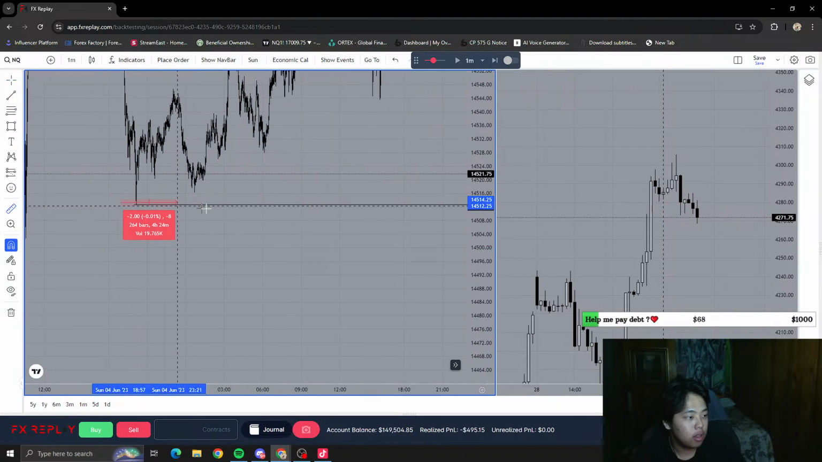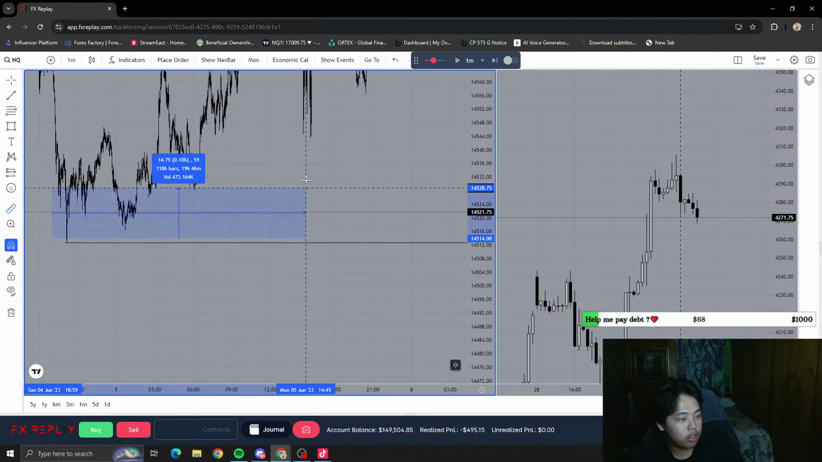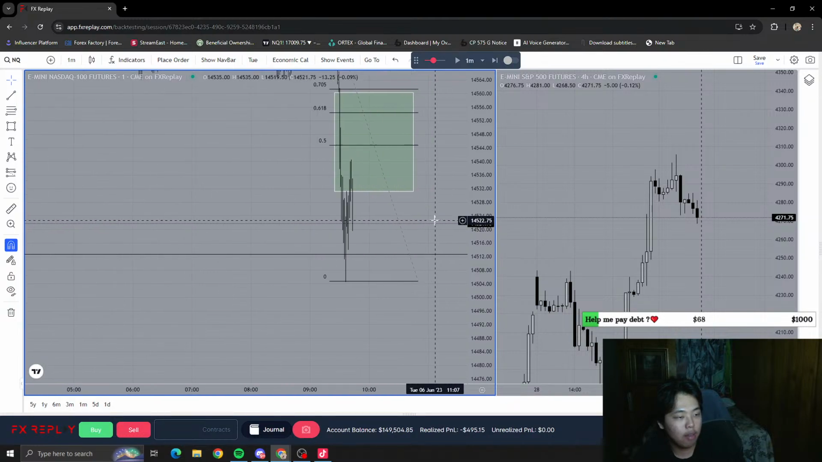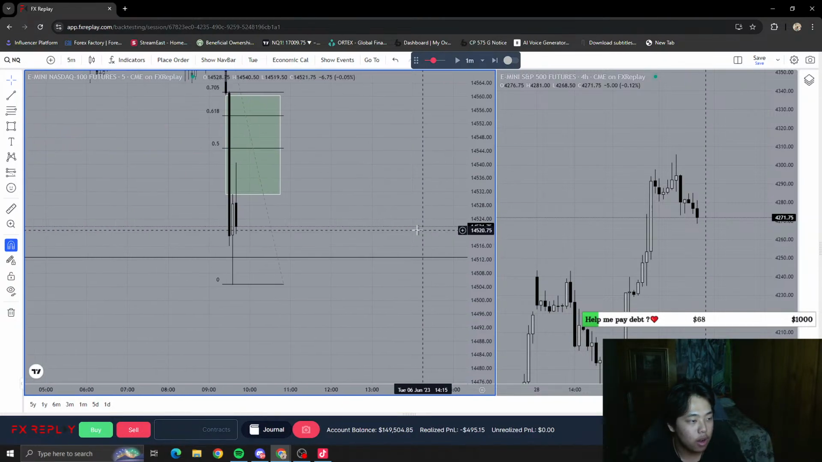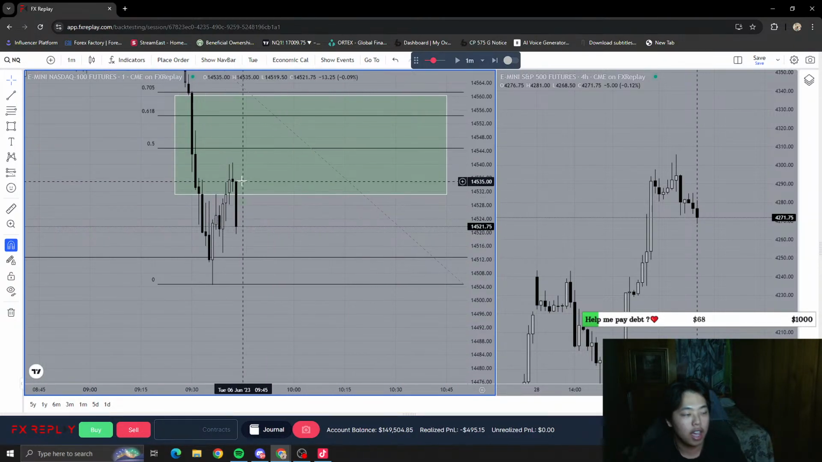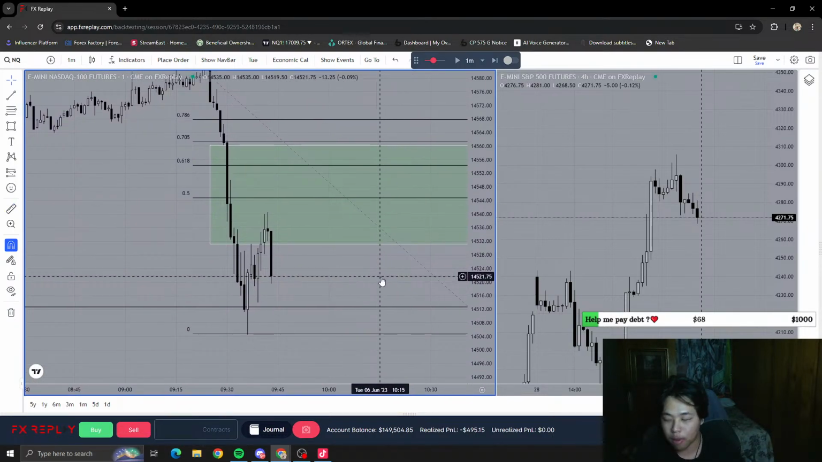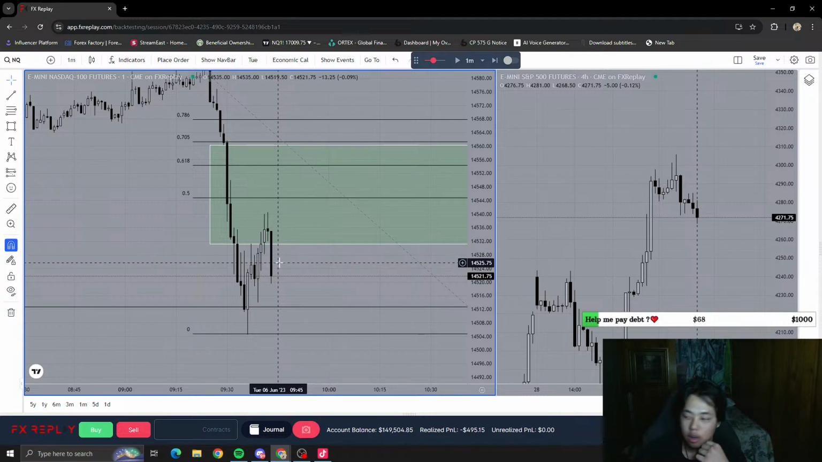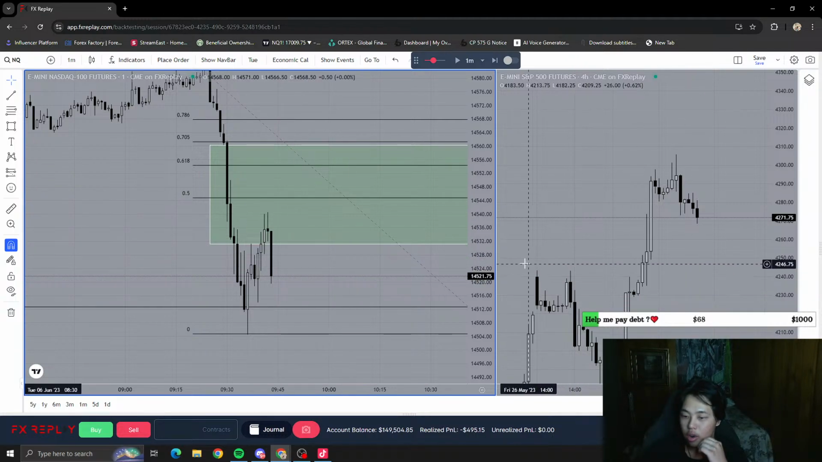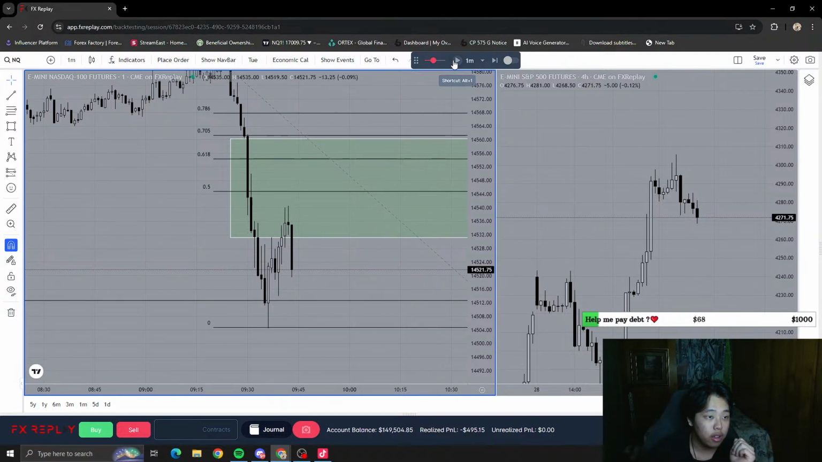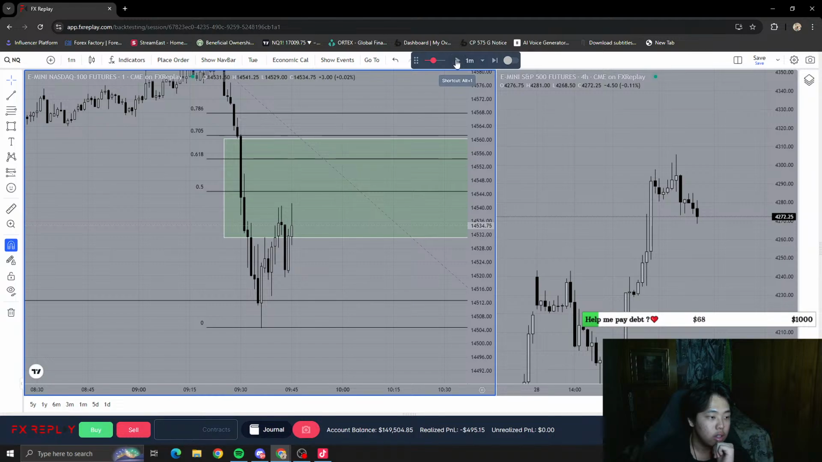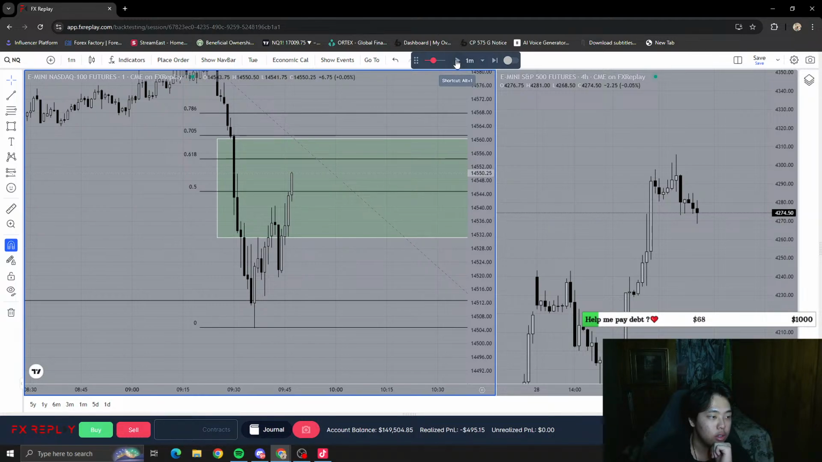I end up seeing, oh yeah, we sweep out this liquidity, but we came back to a 5-minute fair value gap. I'm short bias. I want to see price come down even more. So I end up entering here, my short position. I end up getting stopped out. I'm short biased, but I don't think this is a good short place. So I'm gonna wait. Yeah, see, I'm waiting for discount.